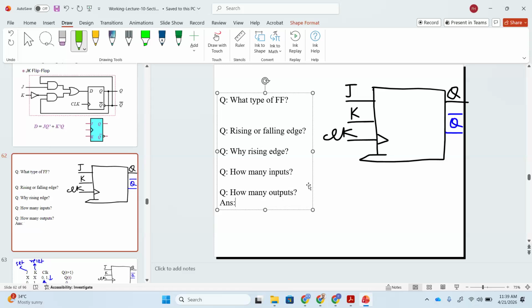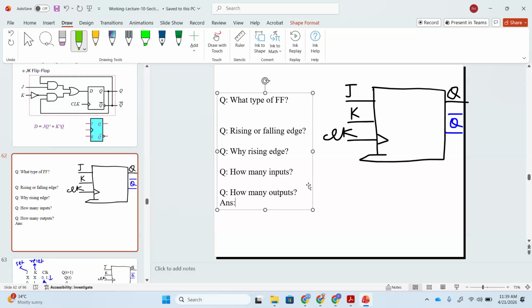In the previous example we studied a D flip flop, but now we are studying another flip flop, which is a JK flip flop. Got it or not got it? Now we will answer some questions based on the block diagram. This is question number 1. What type of flip flop is this? Can anyone answer?